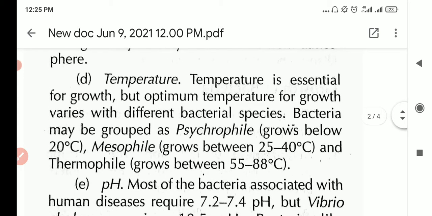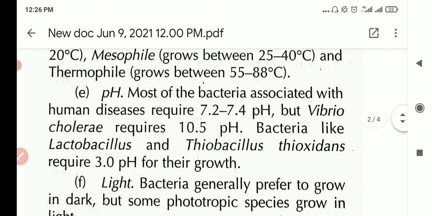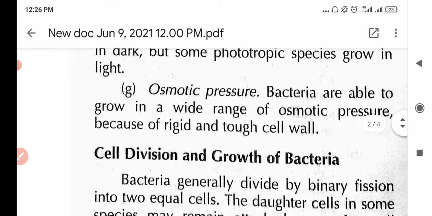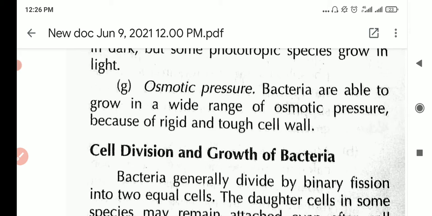The temperature, depending on where they live, whether they like very high temperature, those that live in volcano, they will be thermophile. Those who are growing like us, you know, in the middle, not so hot, not too cold, they're mesophile. Then very low temperature will be psychrophile. Okay. Then the pH, it depends, okay? Those who cause disease, they prefer human pH, around 7. Okay, there are some that require 10, etc. You can look by yourself. Then light also, some they need, some they don't need. Then osmotic pressure, depending on where they are found and what they require.